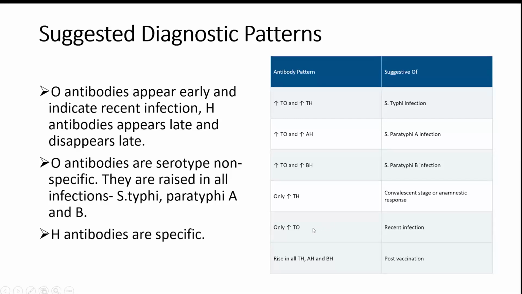Only TO has increased, but TH has not yet increased. It can occur in recent infection because TH appears late. So it may occur in recent infection that you are seeing only a TO rise. And if there is a rise in all of TH, AH, and BH, it signifies the post-vaccination stage. This type of feature appears in the post-vaccination stage.